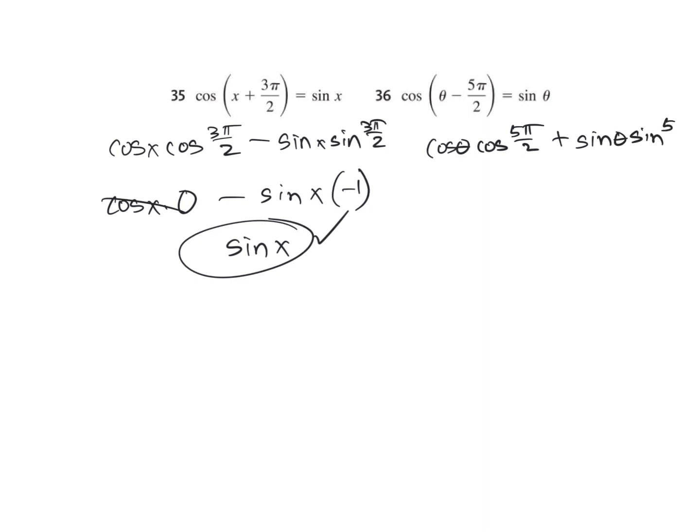The negative cosine subtraction is cosine of theta cosine of 5 pi over 2 plus sine of theta sine of 5 pi over 2. So cosine of theta, cosine 5 pi over 2 is at pi over 2. So what's cosine of pi over 2? 0. Sine of theta, and the sine at pi over 2 is 1. So this is going to be sine of theta. Check.